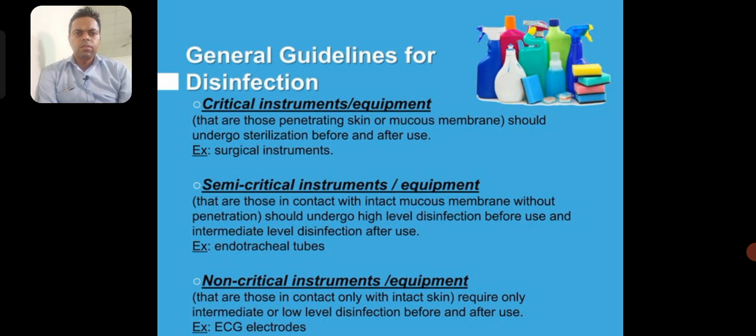The guidelines for disinfection: critical instruments and equipment, those penetrating skin or mucous membrane, should undergo sterilization before and after use, such as surgical instruments. Some semi-critical instruments, those in contact with mucous membrane without penetration, should undergo high-level disinfection before use and intermediate level disinfection after use, such as endotracheal tubes. Non-critical instruments or equipment are those in contact with only intact skin and require only intermediate or low-level disinfection before and after use, such as ECG electrodes.